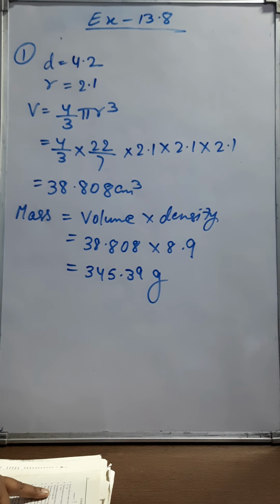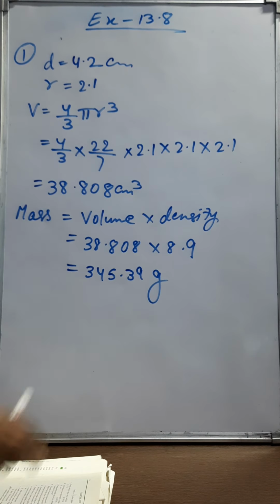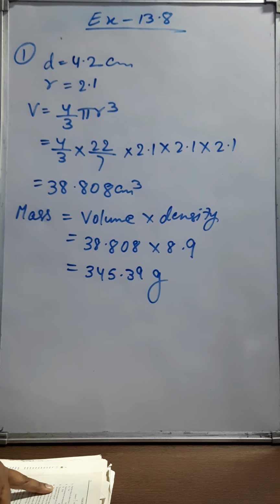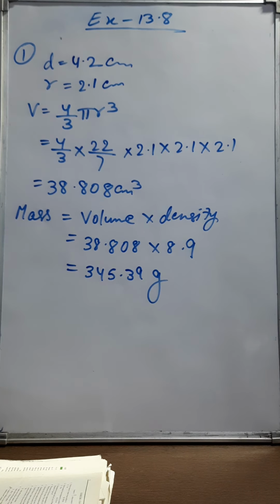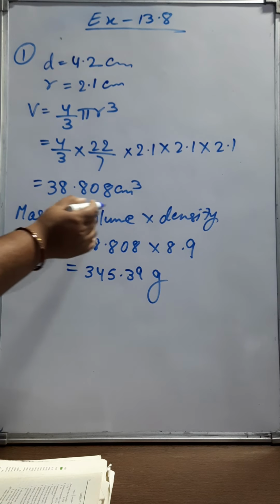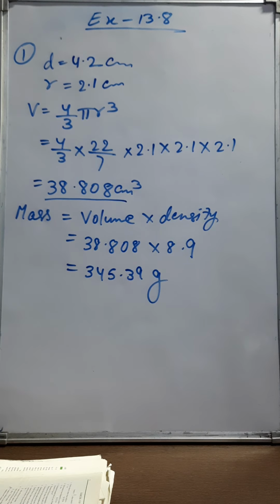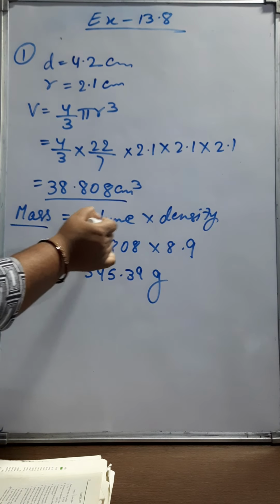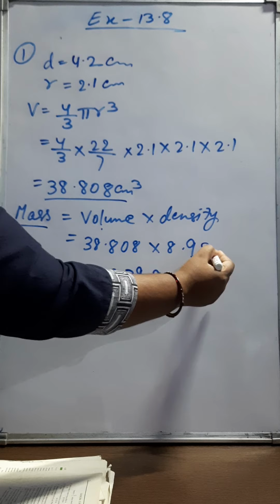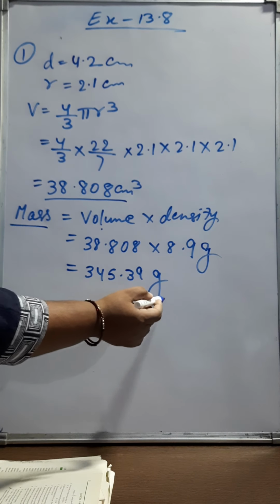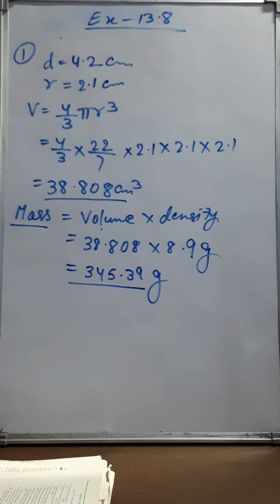Question number 3 says the diameter of a metallic ball is 4.2 centimeter. What is the mass of the ball if the density of the metal is 8.9 gram per centimeter cube? Since here diameter is given, we have calculated its radius, which is coming 2.1 centimeter. So I have calculated the volume by the formula 4 by 3 pi r cube, which is giving you 38.808 centimeter cube. We know that mass of any object is equal to volume into density. So volume 38.808 multiplied by 8.9 grams. When you multiply this, you will get 345.39 grams.